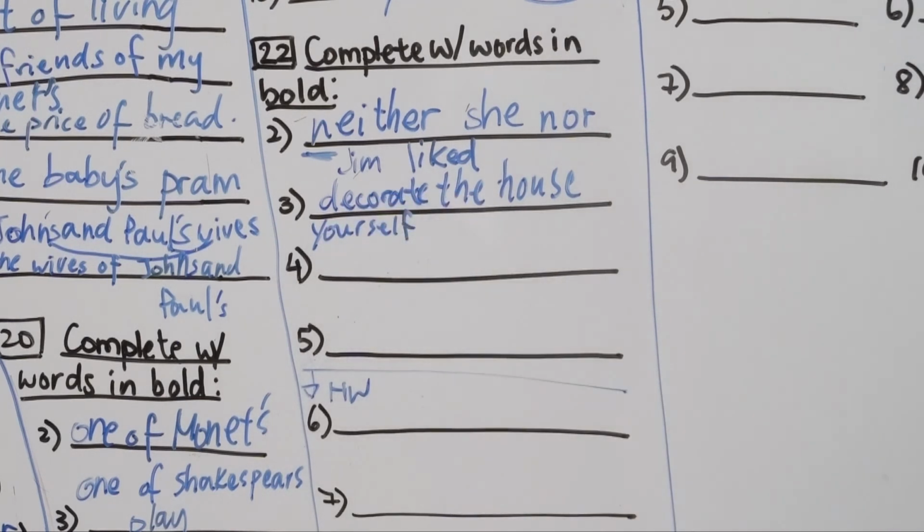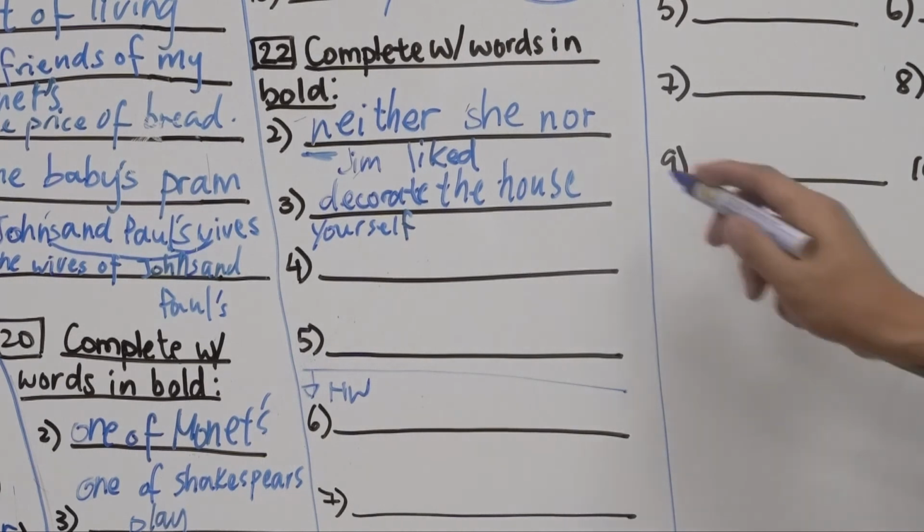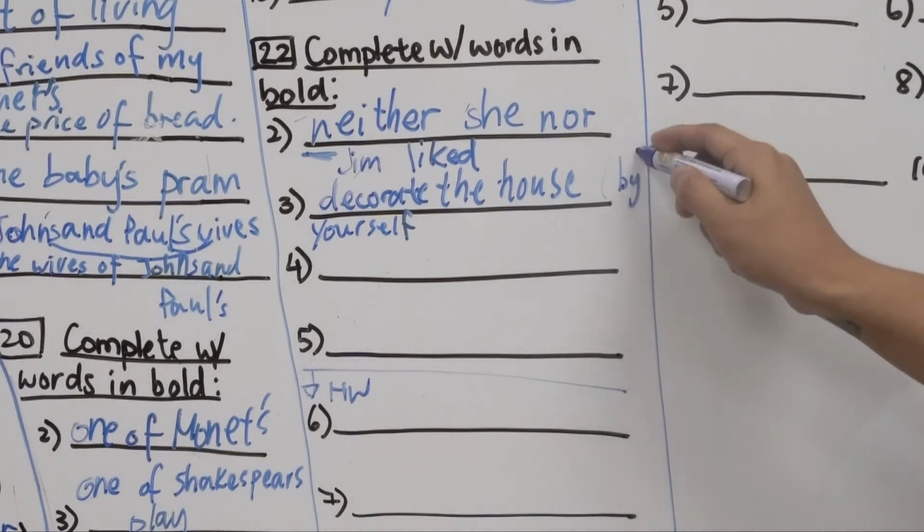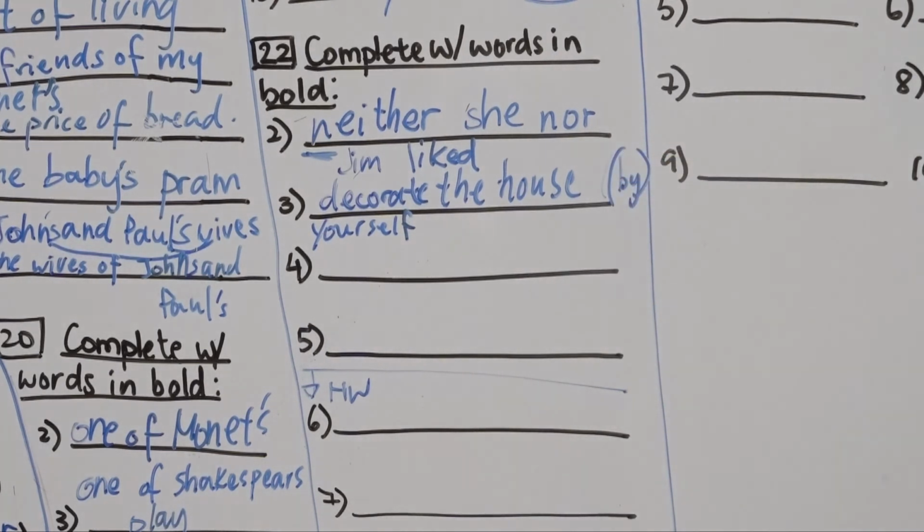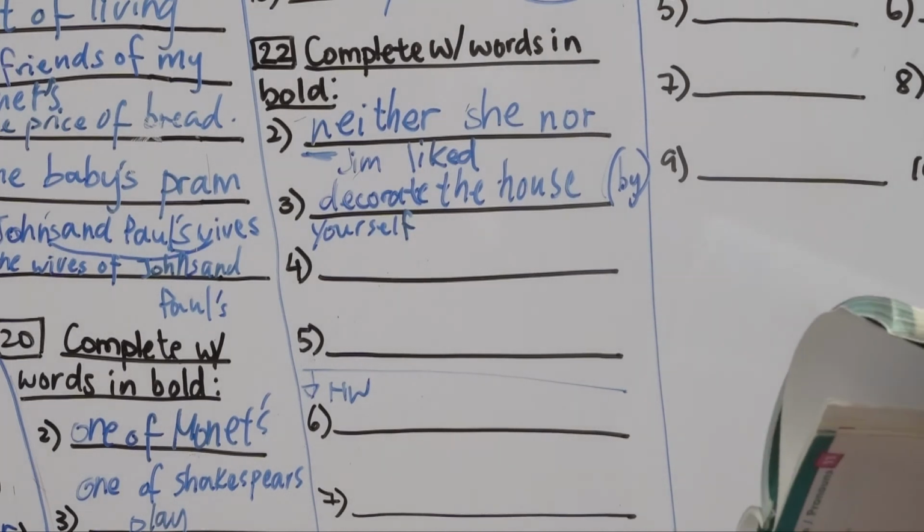It's set, and then the rest of the sentence. Now for yourself, you can write down by, okay? So optional. If you decorate the house by yourself or yourself, it's alright. Number 4, try to watch your behavior at the wedding reception. So watch your behavior means behave yourself, right?